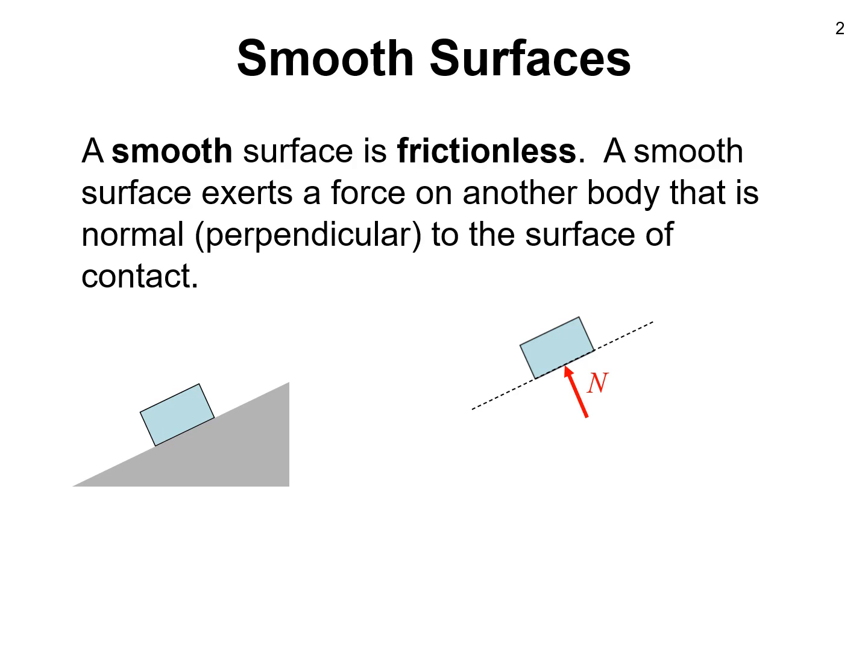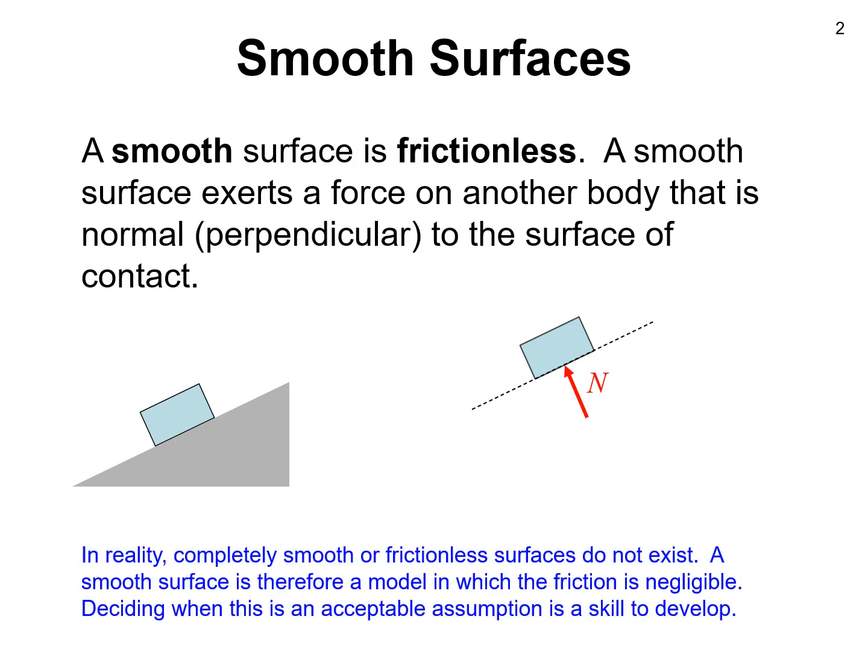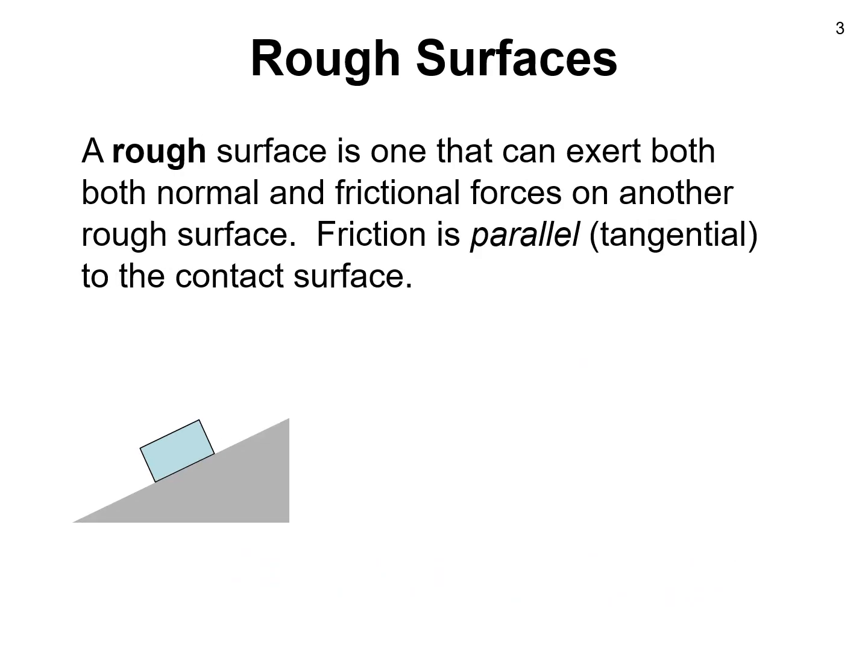pushing, not pulling. And one more time, I'll remind you that frictionless is an idealization which does not exist in real life. You as the engineer have to decide when that is and when that is not an acceptable assumption. Now, rough surfaces, on the other hand, do allow for friction. So we'll isolate the block. It still has the normal force, but it also now has additionally a frictional force.